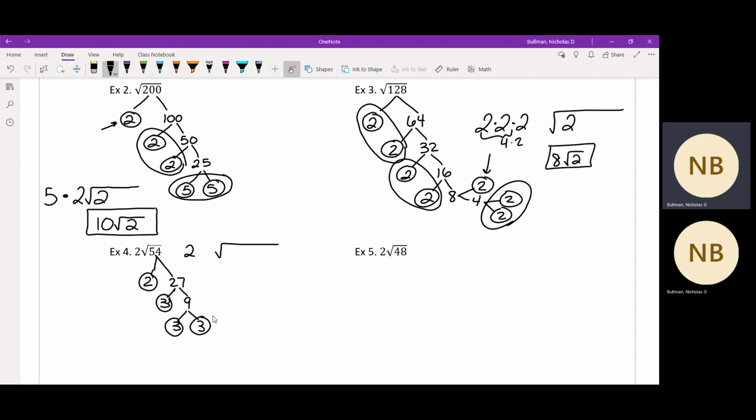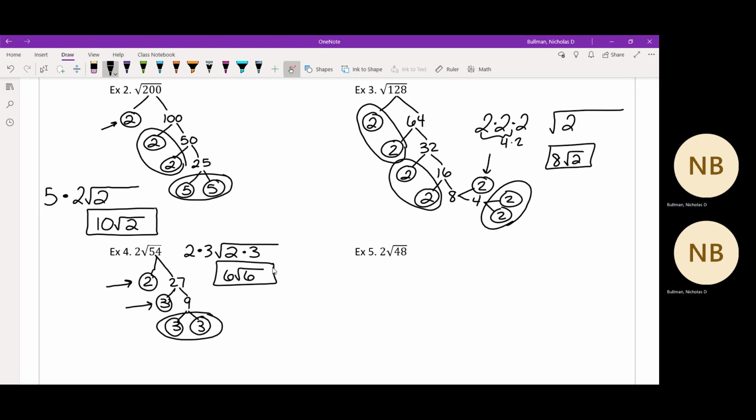I do have a pair of 3s, so that 3 will go out. Now remember, we had this 2 from the original problem already outside. So since I'm doing another outside number, I'm going to multiply those together. And I have a single 2, and I have a single 3. So since there are multiple numbers inside, again, I'm going to multiply those together. So 2 times 3 gives us 6. So we'll have 6 square root 6 as we reduce.